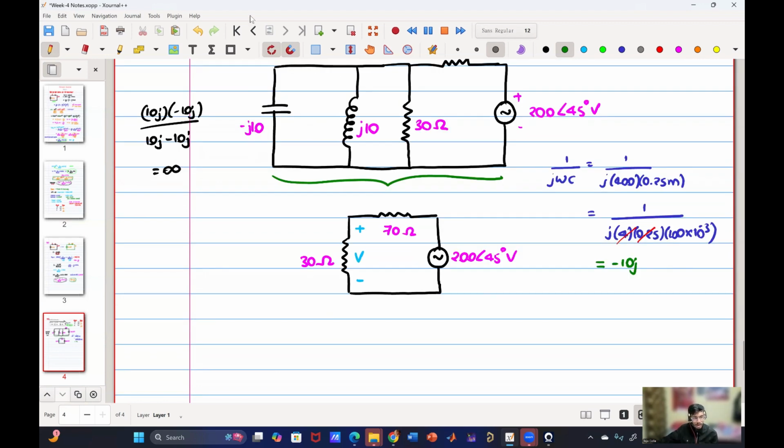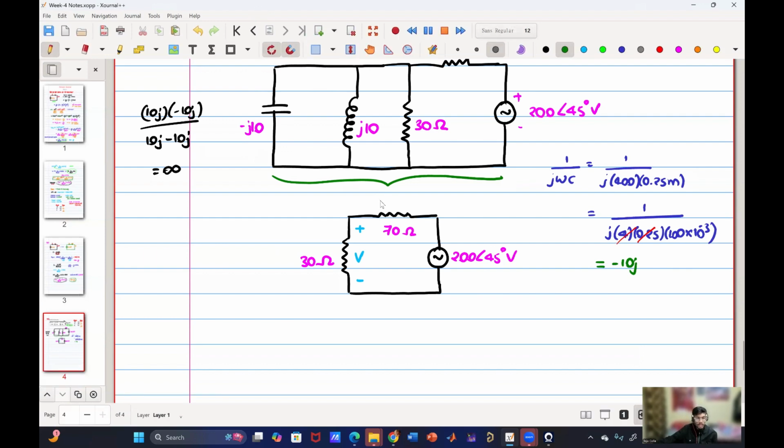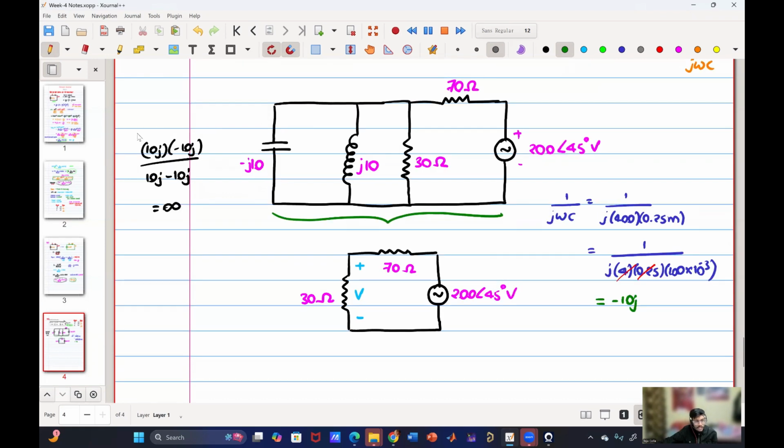This you understood, right? How they are infinite. Minus 10j and 10j, if they are in parallel, it is 10j into minus 10j by 10j minus 10j. So it is infinite, as if there is infinite resistance. So if I combine these two, the resistance is infinite, so they are kind of an open circuit. So this is the final equivalent circuit, right?